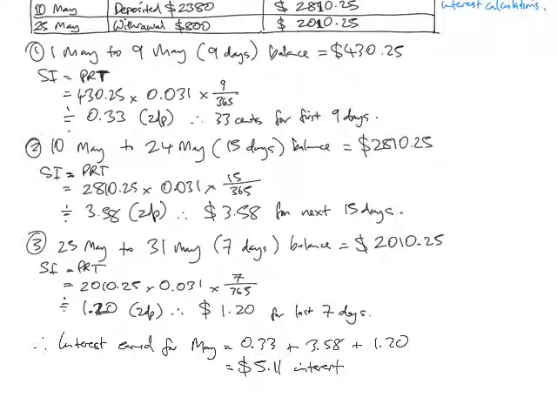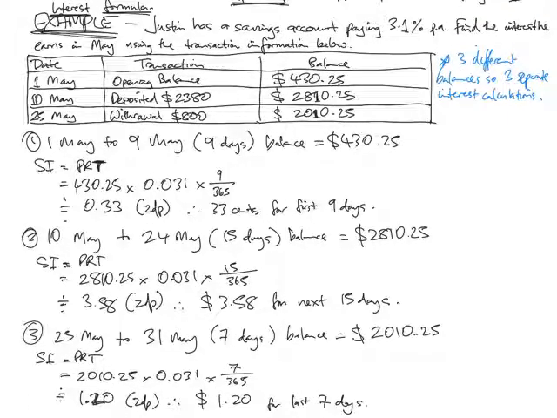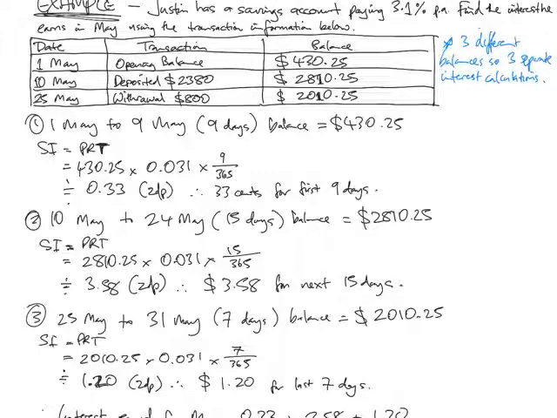Okay, so that's pretty much how it works. You just need to be careful if you've got a crossover of months. So if it went from May into June, you would need to add the interest earned for May into the balance. Okay, there might be a couple of examples of that in your questions.